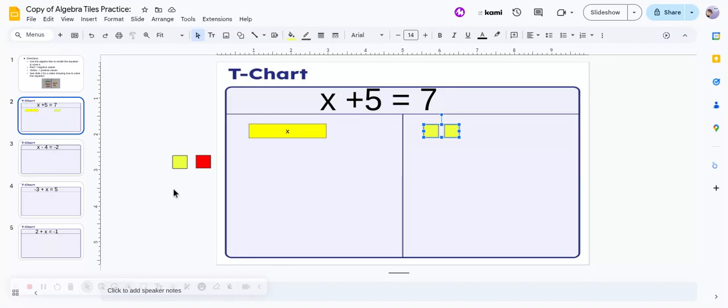You are going to use the algebra tiles to model each of the 3 equations, and then you will add a text box and write what x must be equal to for each of the equations. When you're done, you'll be able to check your work.